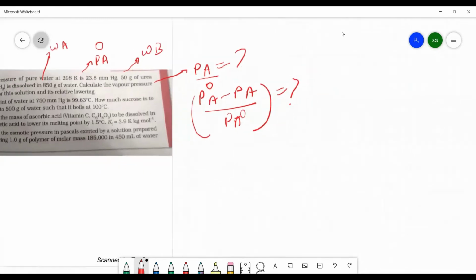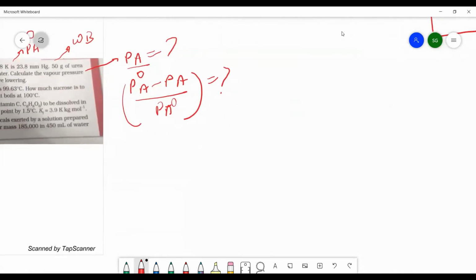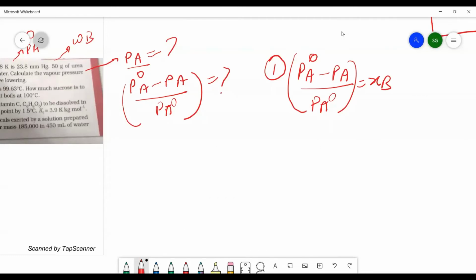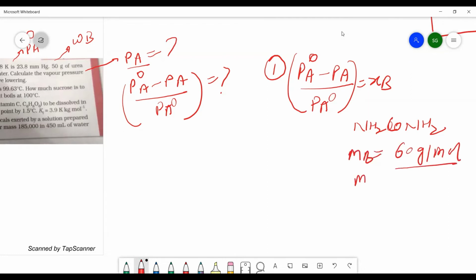From the data, you can easily understand the formula which we have to use is the first colligative property, that is relative lowering of vapor pressure. PA naught minus PA divided by PA naught is equal to the mole fraction of the solute. And here the solute is urea. The formula of urea is NH2CONH2. If you find the molar mass of urea, that will be 60 grams per mole. That is MB. And MA, you know what that is? It is water, so it is 18. So first of all, what do you have to find out?